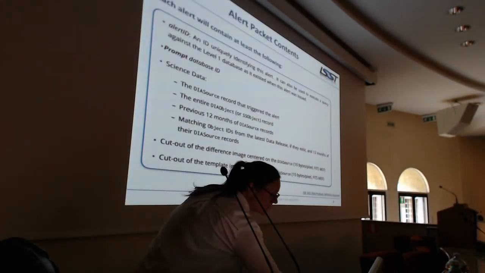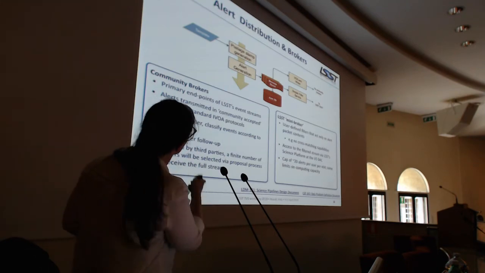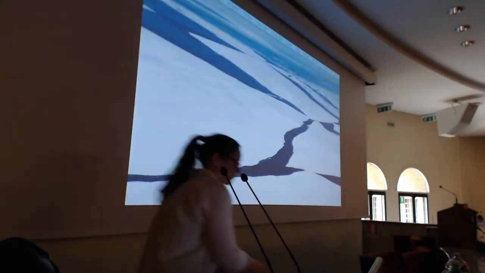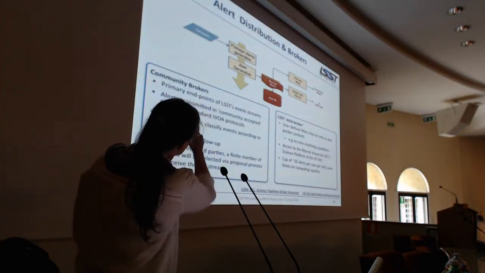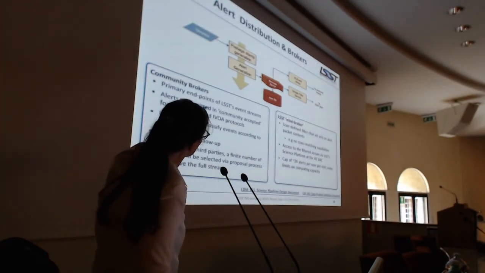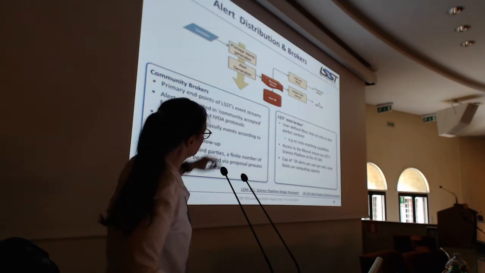Okay, so that was the alert packet content. So how do we distribute these alert packets? They get distributed via a queuing system. They get put into an alerts database, and then a queuing system is used to push them out to community brokers and to a small LSST broker that we call the mini broker.